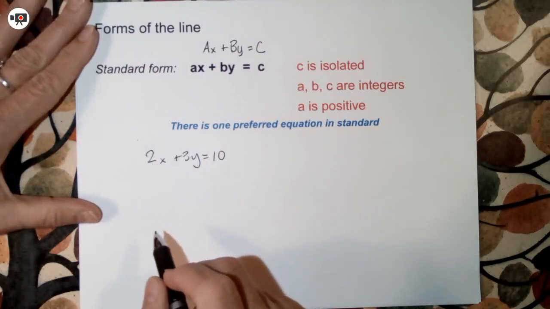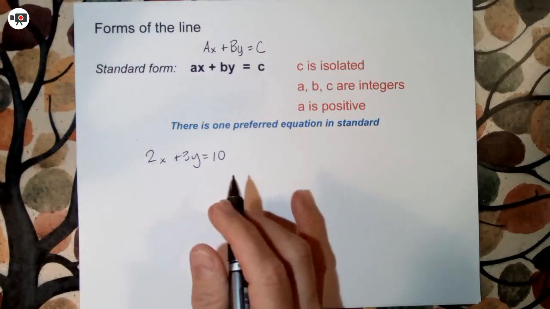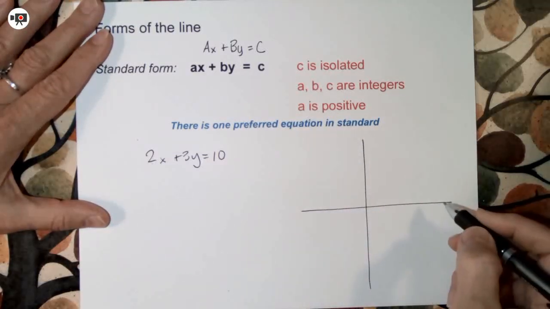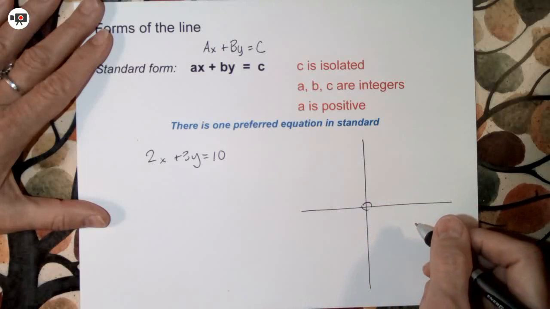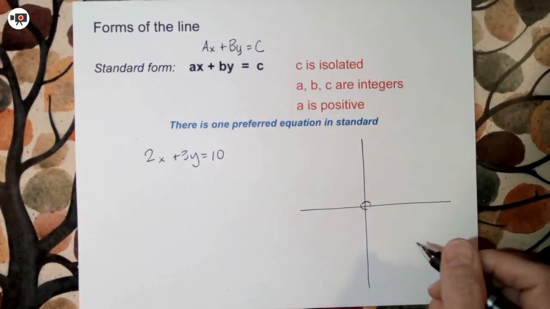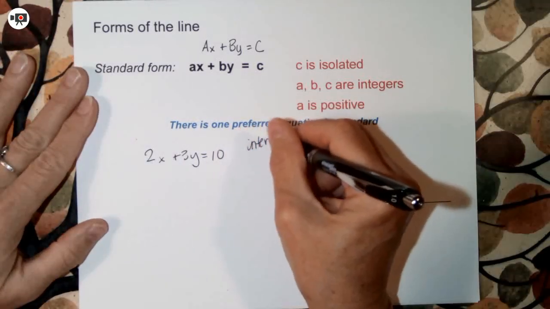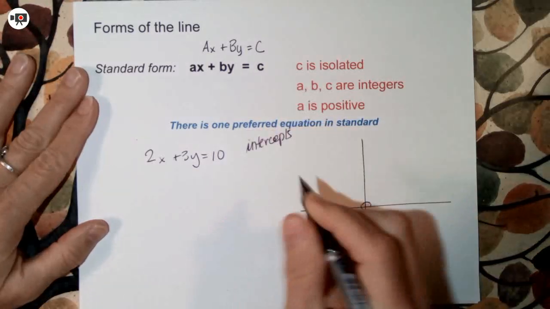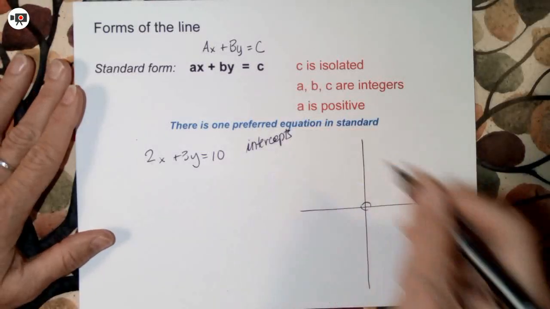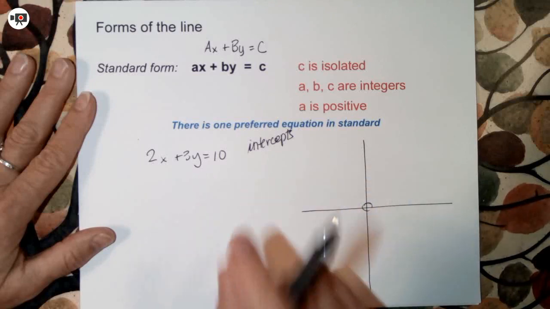Okay, we're going to graph using the cover-up method. One of the reasons why this is so handy is if it's written like this, it's a snap to graph it. Let's remember that we're going to graph by using the intercepts. That's really pretty much the easiest way to graph as far as I'm concerned. So here we've got 2x plus 3y equals 10. We're going to graph using the intercepts.